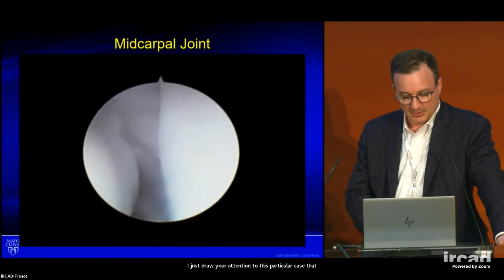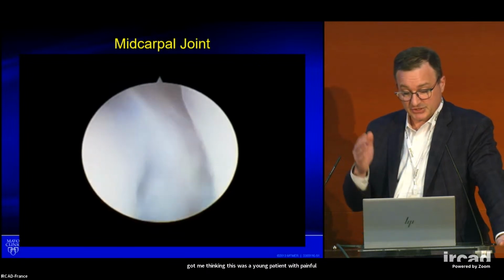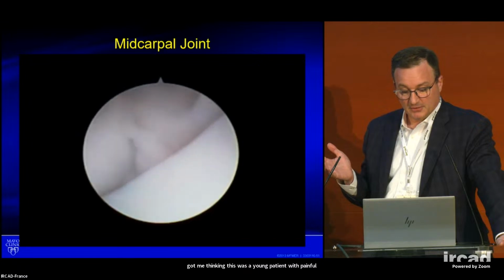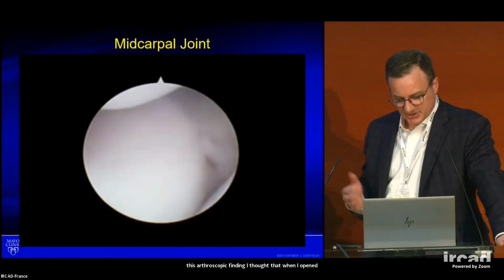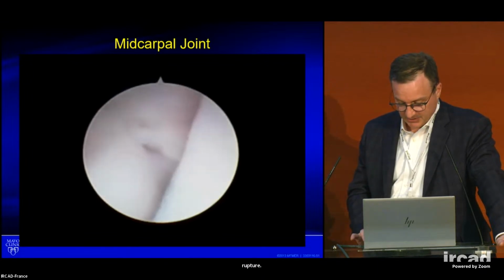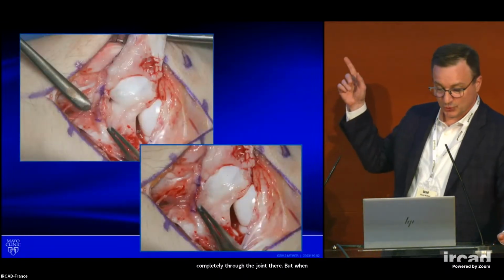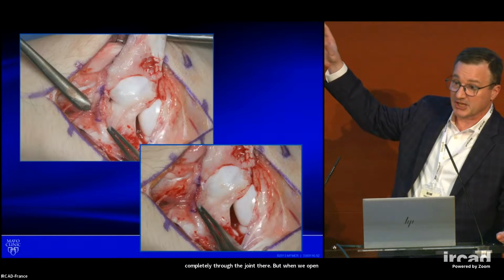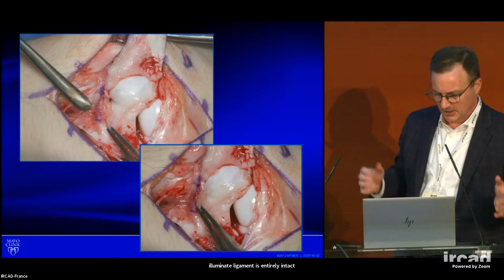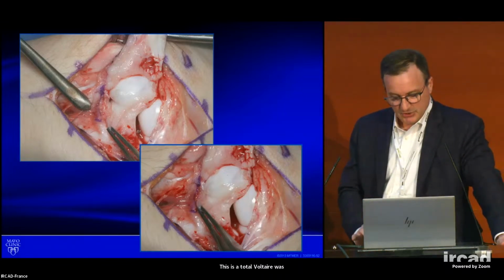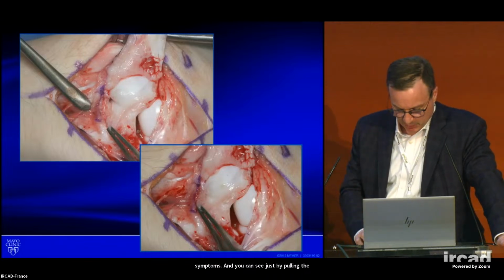This was a young patient with painful scapholunate instability, and based on the results of this arthroscopic finding, I thought that when I opened the patient dorsally, I would identify a complete dorsal rupture. You can see that we're passing the scope almost completely through the joint there. But when we open this patient, this is through a dorsal approach, you can see that the dorsal component of the scapholunate ligament is entirely intact. So this is a total volar tear that was causing this patient symptoms. And you can see just by pulling the lunate dorsally, I can correct the small step off between the joint there.